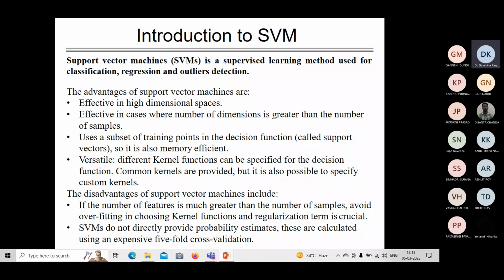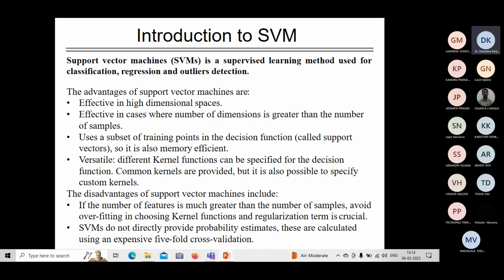The next merit of support vector machine is that it is found to be versatile. Versatile essentially means that we can use different kernel functions that can be specified for the decision function. Common kernels are provided, but it is also possible to specify custom kernels. This is one of the major advantages of support vector machine, that we can use kernel functions to map the lower dimensional feature space into a higher dimensional feature space. That is why it is very versatile among other classification techniques.